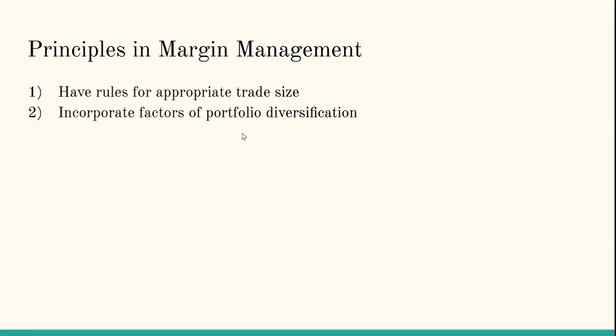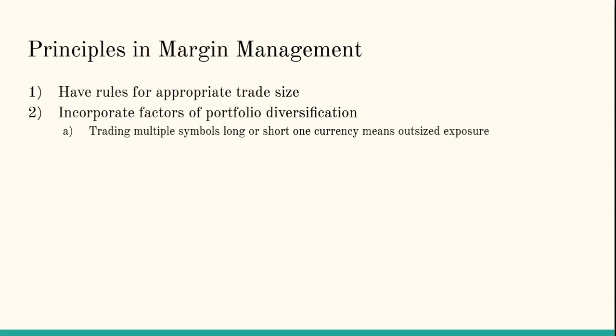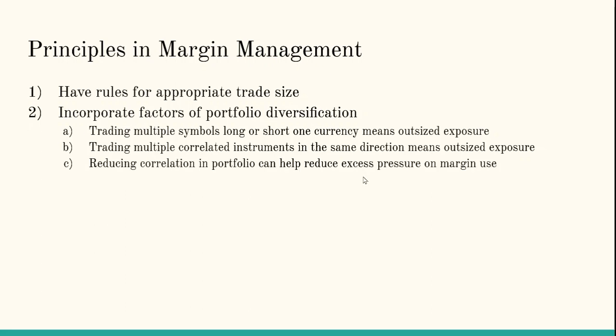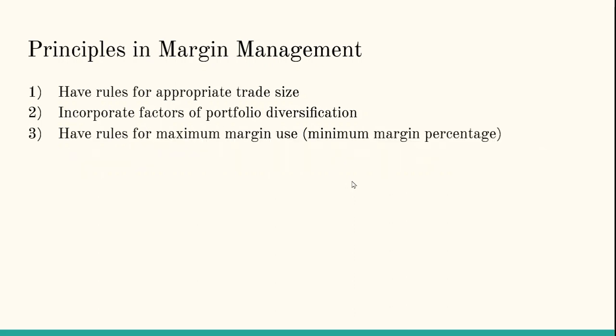Also incorporate factors of portfolio diversification. Trading multiple symbols long or short one particular currency will mean outsized exposure. This is a correlation. Trading multiple correlated instruments in the same direction means outsized exposure. That could be something like U.S. oil, which is often correlated with the Canadian dollar. Reducing correlation in your portfolio can help reduce excess pressure on margin use.